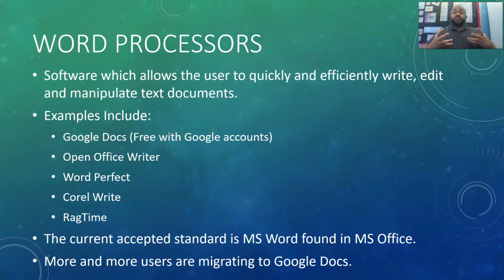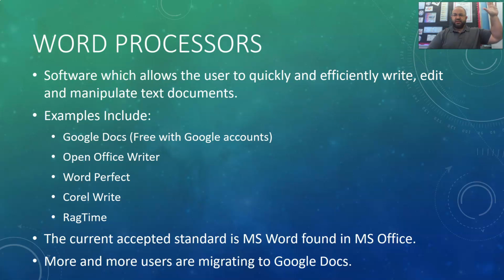So these word processors did exactly what they sounded like. They processed written words, the written language, not the speaking language. So word processors are software which allows users, and who's the user? We learned this back in computer hardware. You're the user, the person who's using the information. Allows users to quickly and efficiently write, edit, and manipulate text-based documents.